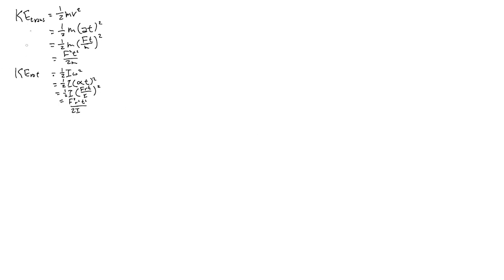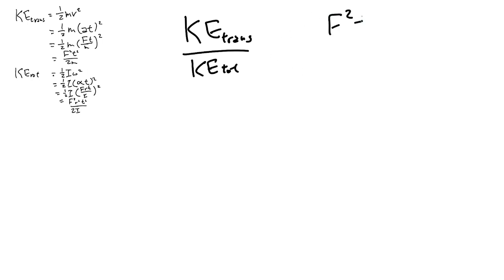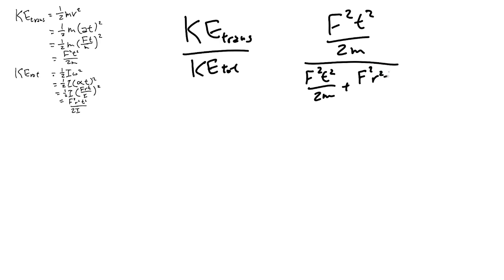now we know our translational kinetic energy and our rotational kinetic energy, right? So our task is to find the ratio between our translational and the total. Our total is going to be these two added together. So if we combine all of these, that means that we have f squared t squared over 2m divided by f squared t squared over 2m plus f squared r squared t squared over 2I.